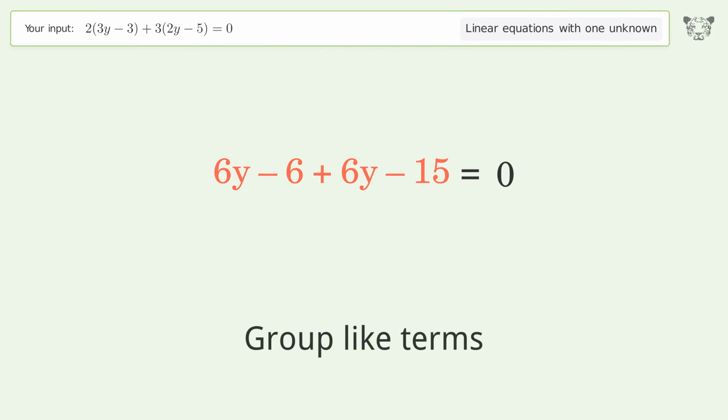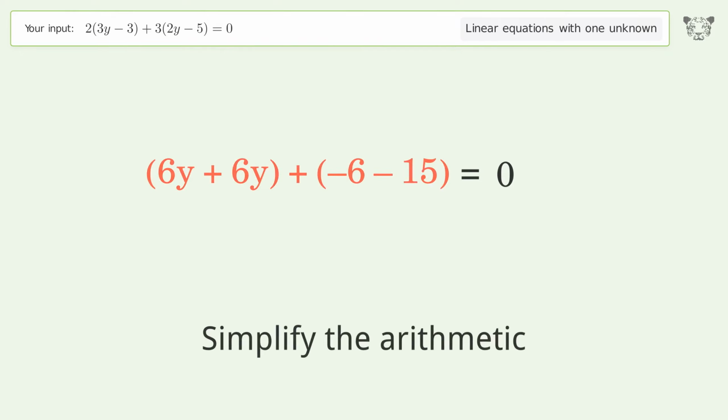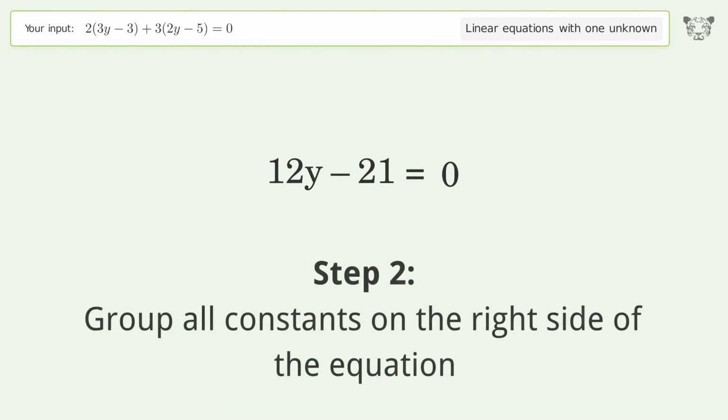Group like terms. Simplify the arithmetic. Group all constants on the right side of the equation.